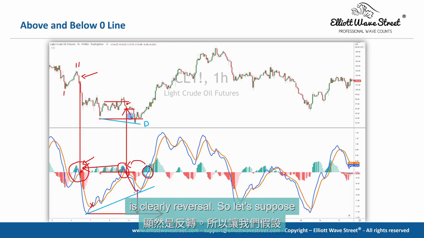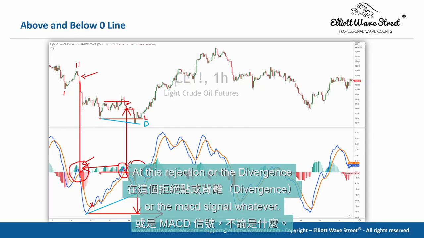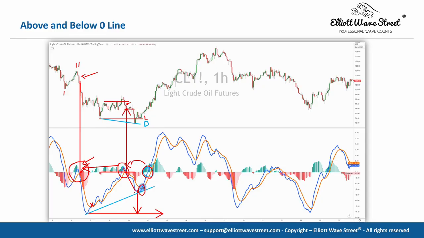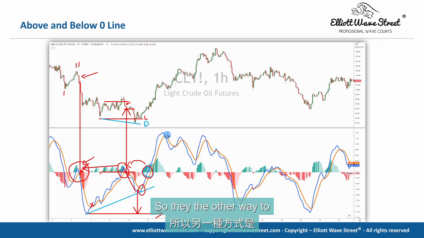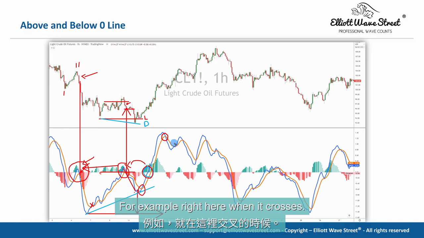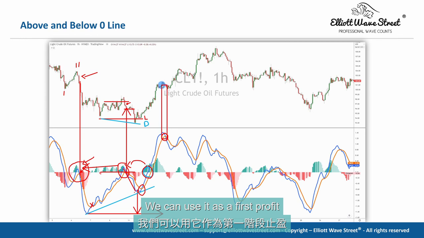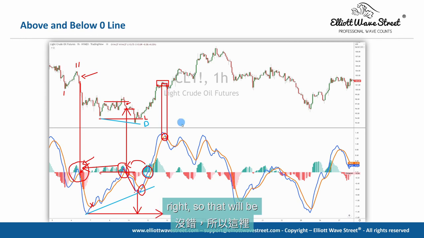So let's suppose that you went long here at this rejection or the divergence or the MACD signal, whatever. The other way to use the MACD is that it's going to help you stay in the trade. For example, right here when it crosses, we can use it as a first profit taking, right? So in this area will be our first profit.